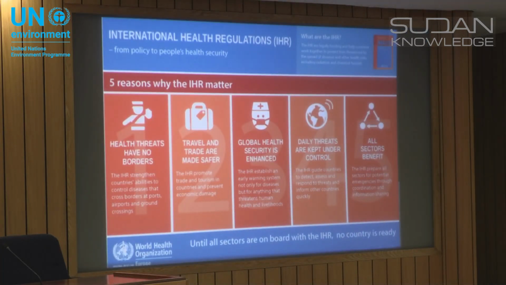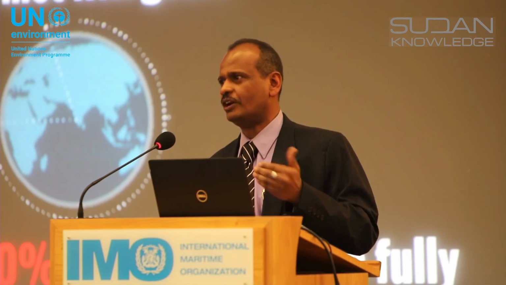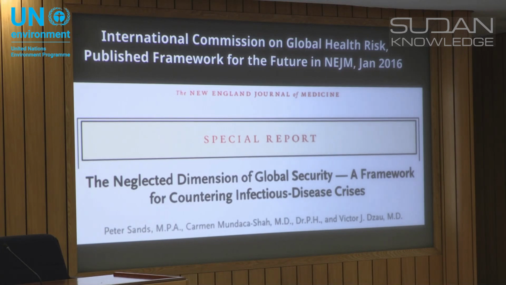And that's where the International Health Regulations came in. That's in 2005. They're trying to regulate a minimum health package for each country. And in 2012, only about 20% of countries managed to meet this IHR goal. By 2014, only 30% of countries. Right now, about 50% of countries have managed to meet the goals to be able to respond effectively to an outbreak. So there is a big gap, and people need to worry about that a lot.